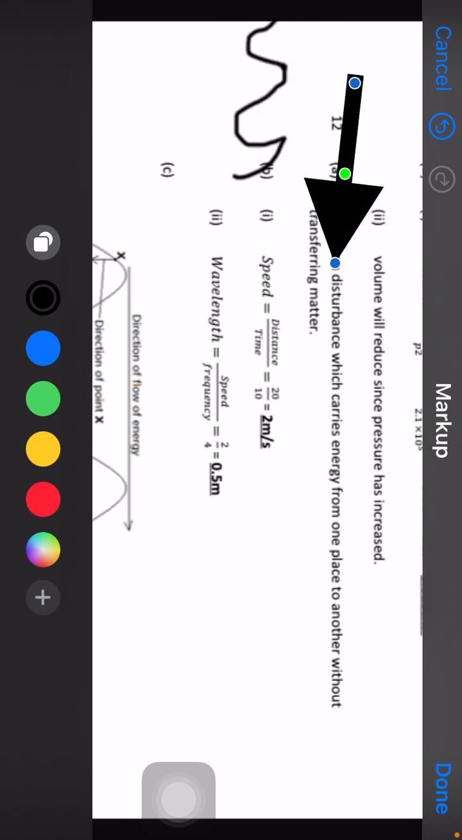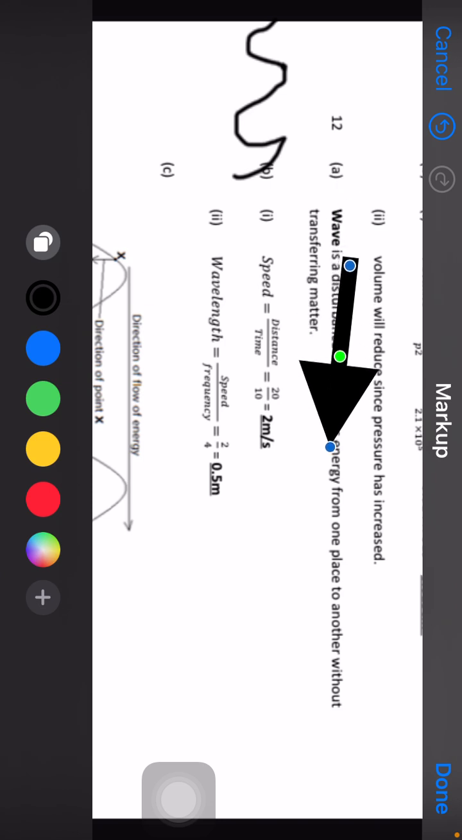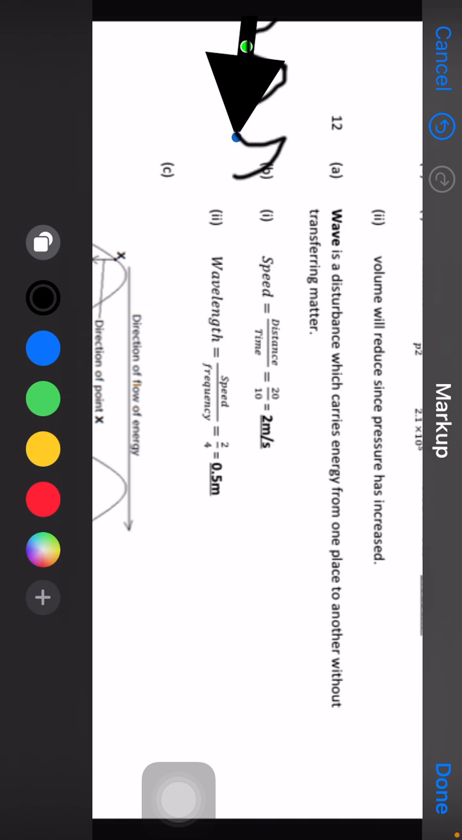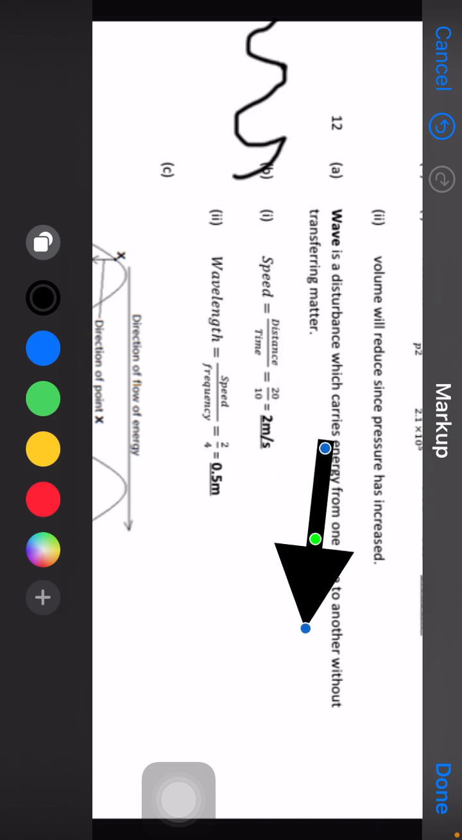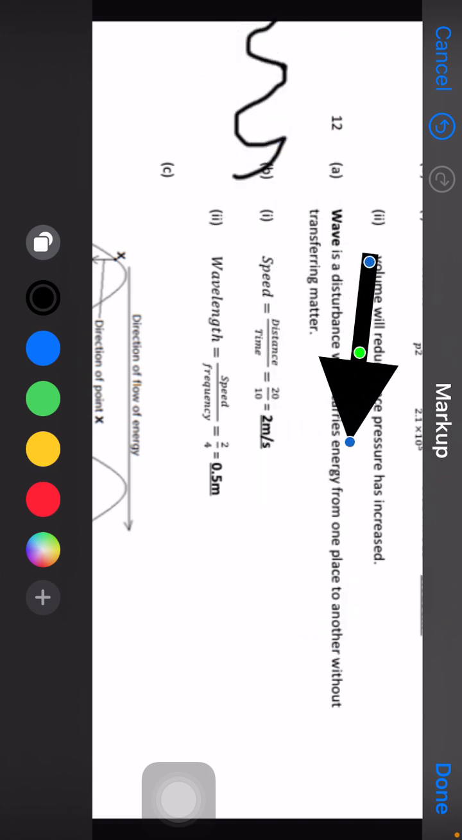The definition is saying this is a disturbance which carries energy, meaning that when a water wave is moving up and down, it will stay in the same position. This whole water won't move from here to here. It will be constant here. Why? Because it is without transferring any matter. No matter is moving, but what is moving? Energy. This is how the waves are formed.